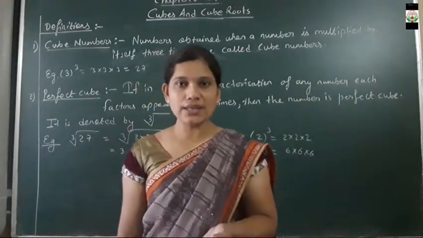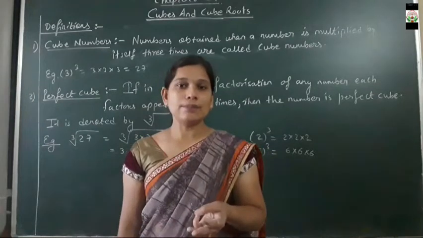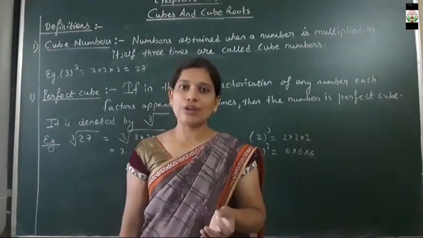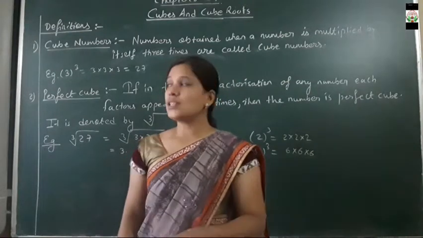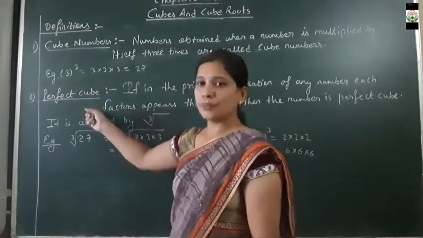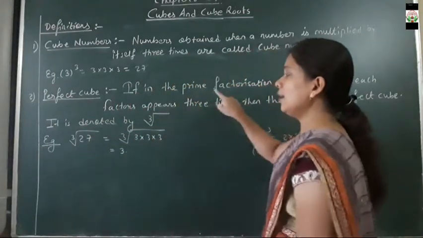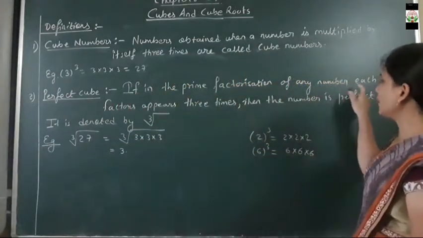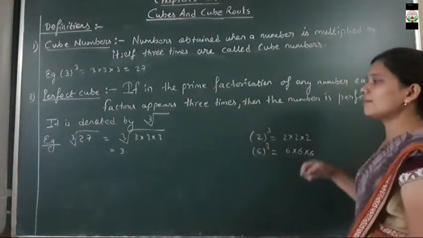Now, as we have the perfect square, what is the perfect square? The numbers whose unit place ends in 0, 1, 4, 5, 6, 9 are called perfect squares. In the same way, we have the perfect cube. So what is a perfect cube? If in the prime factorization of any number each factor appears 3 times, then the number is a perfect cube.